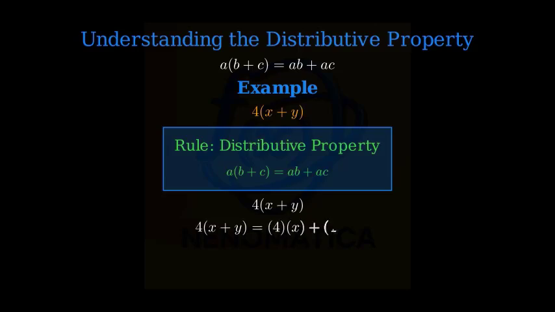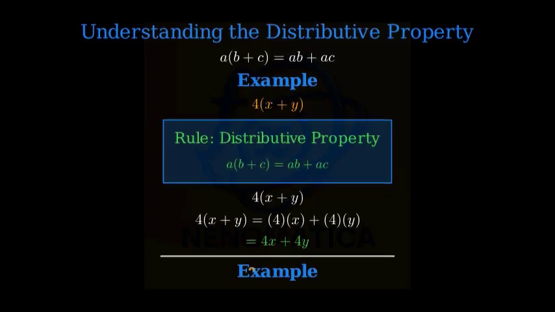Now, applying the distributive property, we multiply 4 by each term inside the parentheses. 4 times x gives us 4x, and 4 times y gives us 4y. Simplifying further, we get our final answer, 4x plus 4y. Let's move on to our second example, which is slightly more complex.